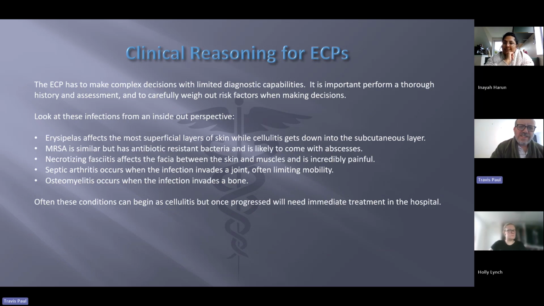We have limited diagnostic capabilities in the field, so we have to perform a thorough history and assessment and carefully weigh out our risk factors when we're making our decisions. Just keep in mind, erysipelas affects the most superficial layers of the skin, while cellulitis gets down in the subcutaneous layer. MRSA is similar, but has antibiotic resistance and is likely to come with abscesses. Necrotizing fasciitis affects the fascia between the skin and muscles, and it's incredibly painful.